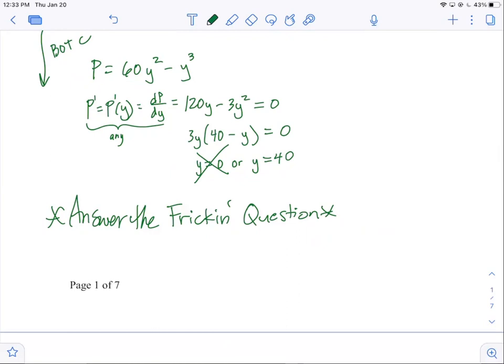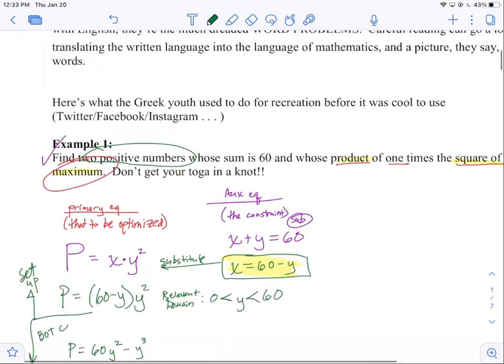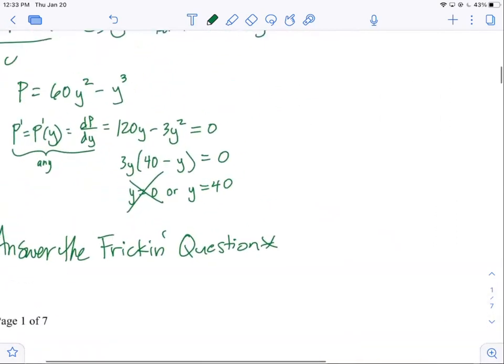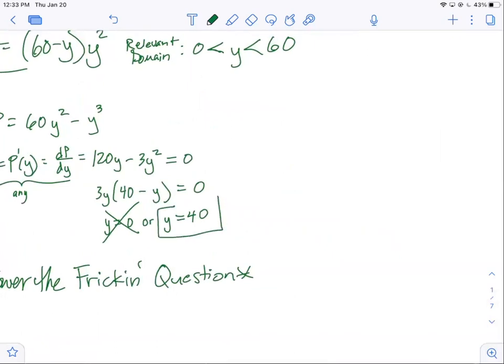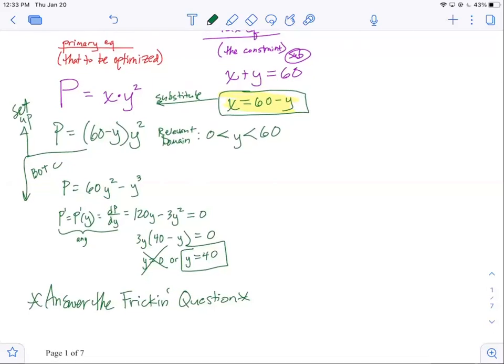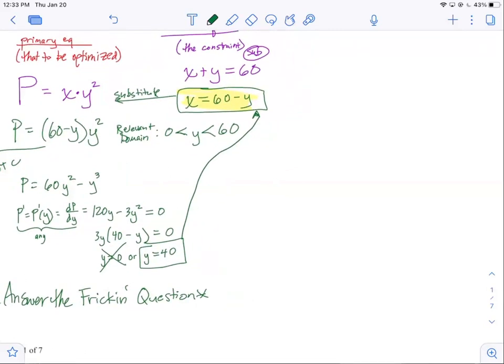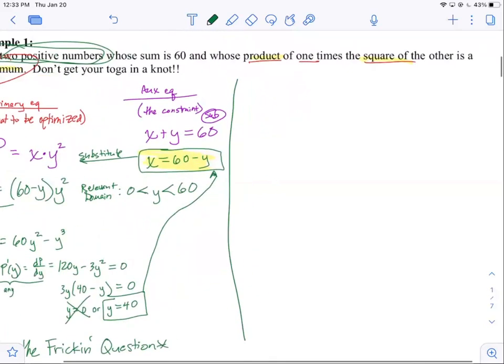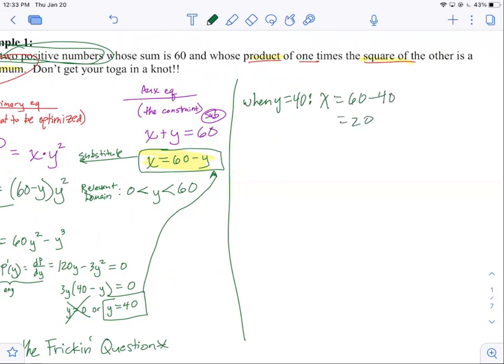So now we need to circle back and ask, what was it that we were asked? Find the two positive numbers. Okay. So now that I found y, and again, if you want to box it, we typically don't need to box our answers, but if you want to, that's fine. How am I going to find the other one now? You plug it back into your auxiliary equation, right? So I'm going to start a new column. And again, signal your intention. I'm going to say when y equals 40, colon, you get x equals 60 minus 40, which equals 20.